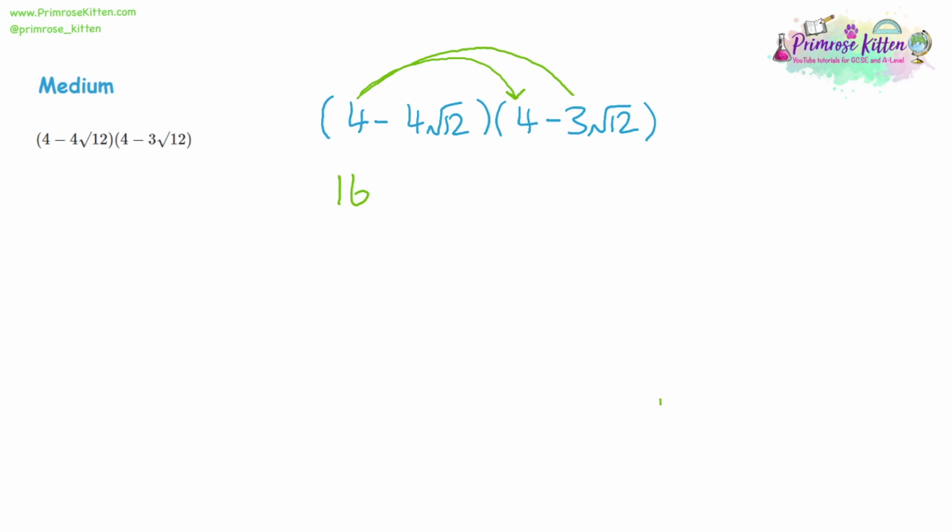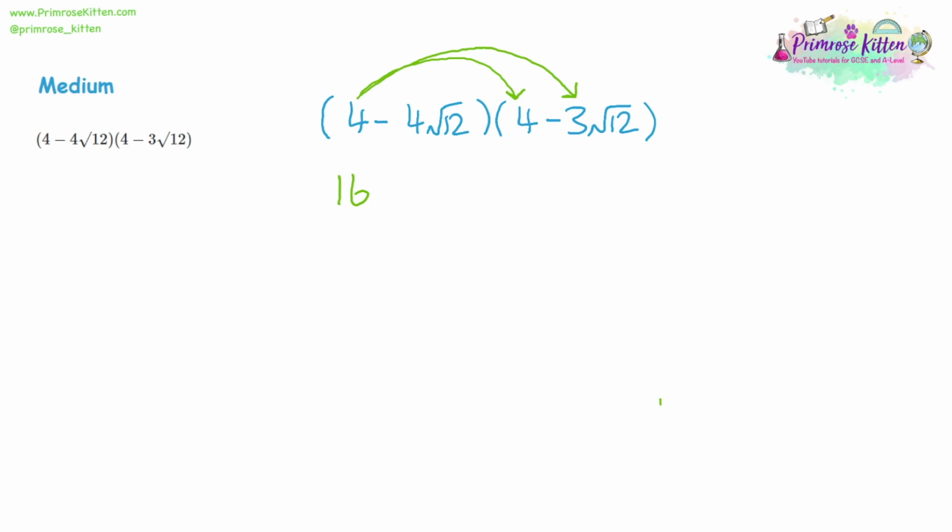The next question is going to work the same way, but now we have some negative numbers to be careful of. So I'm going to write this out in a larger format, just so I've got more space to work out. So we have 4 take away 4 multiplied by root 12. In our second bracket, we have 4 take away 3 times root 12. So we'll draw on the arrows. We'll multiply the 4 by both things in the second bracket. So 4 times 4 is 16. And 4 times negative 3 root 12.